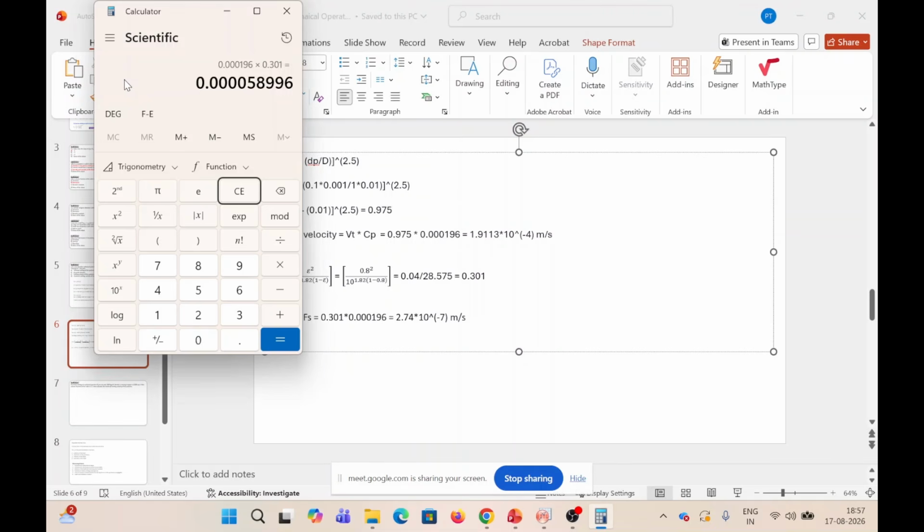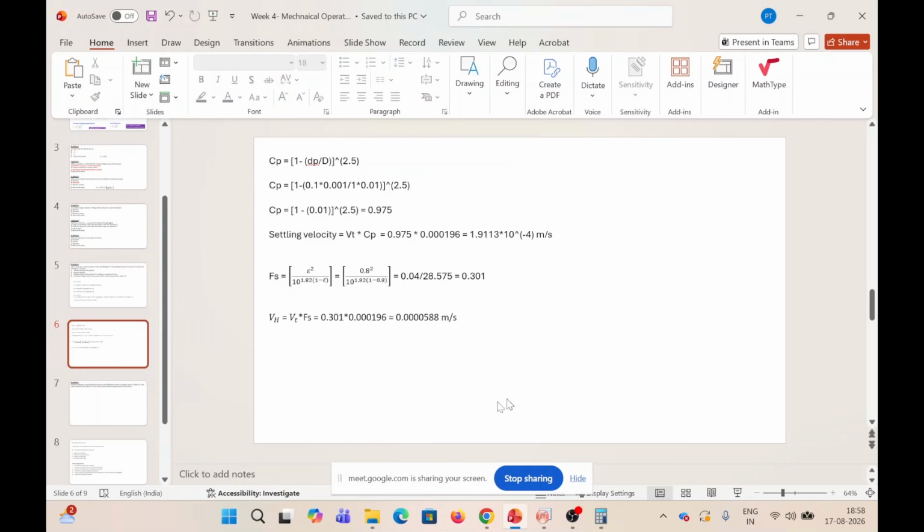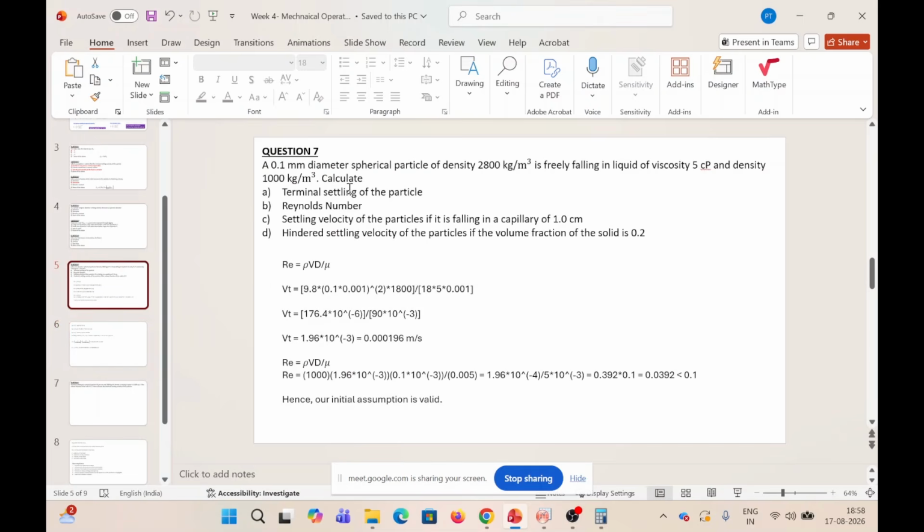So it's going to be 0.0000 5698 meter per second. So this is the value of the hindered settling velocity of the particle. So any doubts in this, any kind of errors?